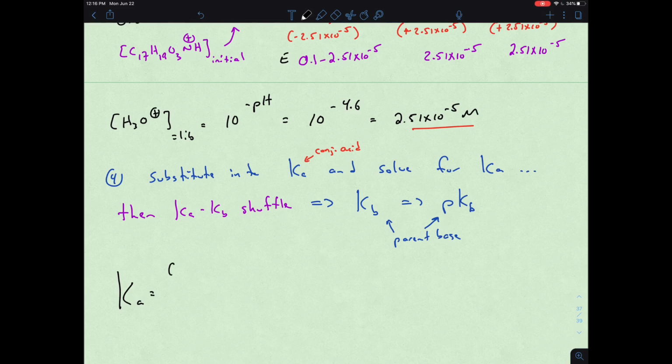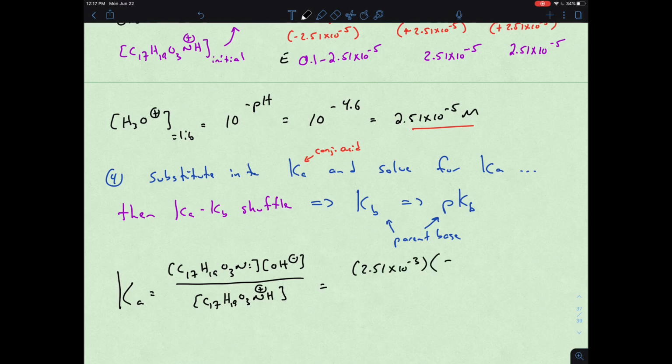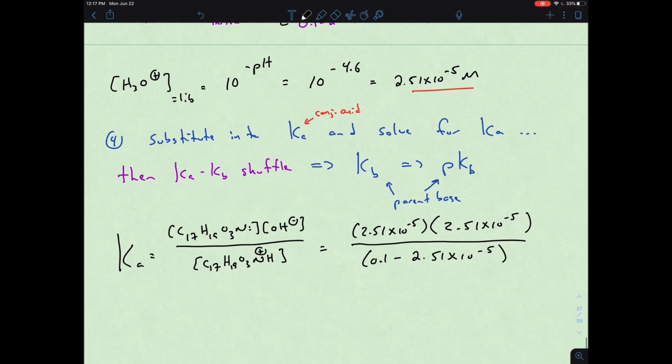So our Ka would be equal, again, just to remind us of our products, over our starting materials. We're trying to solve for our Ka, so we're going up to the top there and plugging in our values. We have values for all of the equilibrium constituents. So we have our products, which have the same concentration of 2.51 times 10 to the negative fifth. And then our starting material, which will be 0.1 minus 2.51 times 10 to the negative fifth. And we end up with a Ka equal to 6.3 times 10 to the negative ninth.